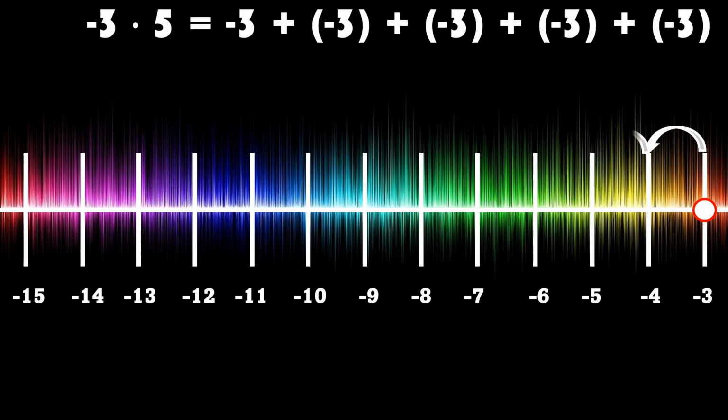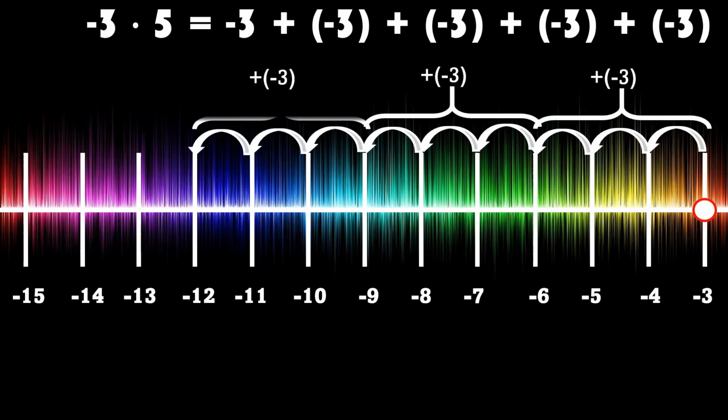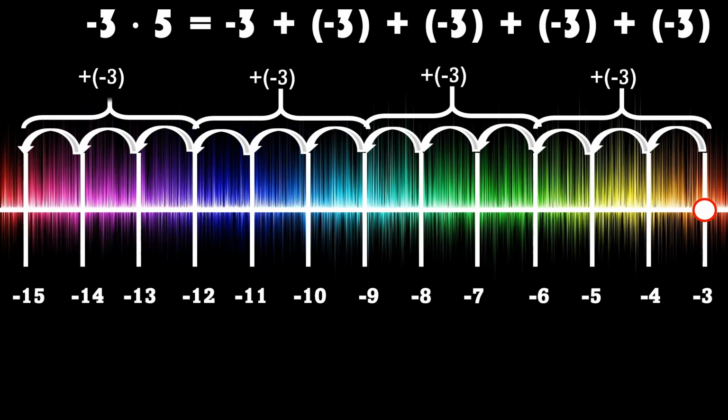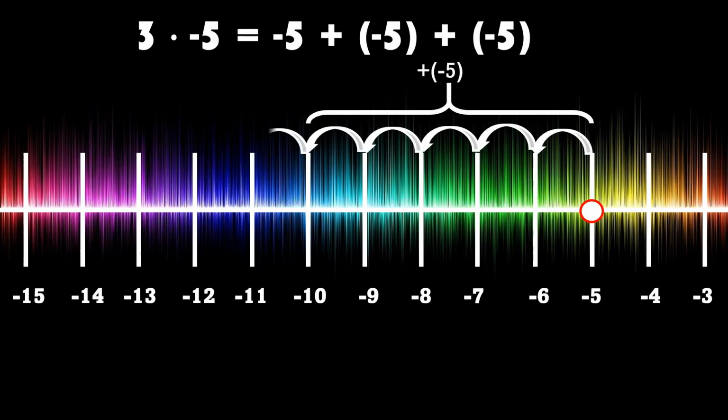Here's an example. What's negative 3 times 5? Well, we want to add 5 negative 3s together. With the number line, we see that we start at negative 3 and then we add the remaining 4 negative 3s to it, which takes us to negative 15. What about 3 times negative 5? We will be adding 3 negative 5s together this time, and this also takes us to negative 15.